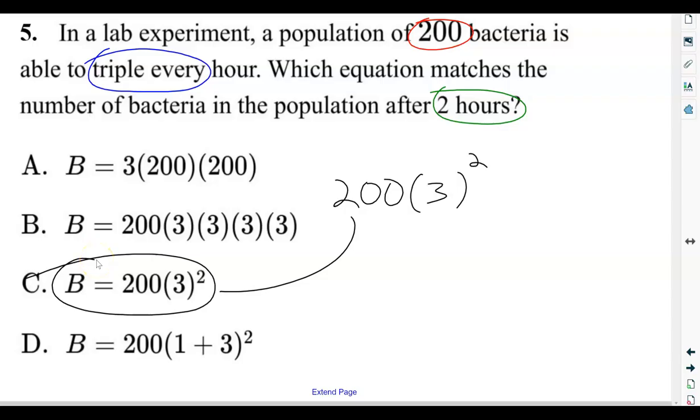Now, sometimes it's a little funny. You see how they put a lot of 3s here? This is too many 3s. But if they happen to not give you this option for C and give you this option, this is the same thing because it's 3 times 3 twice. So be aware of some problems like that. They might even do it with the growth when they give you multiple parentheses. So just be aware of that.